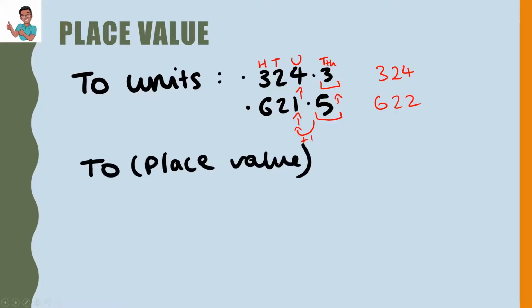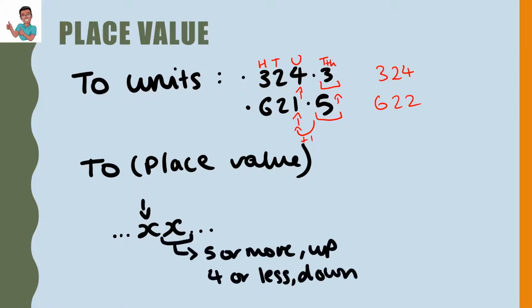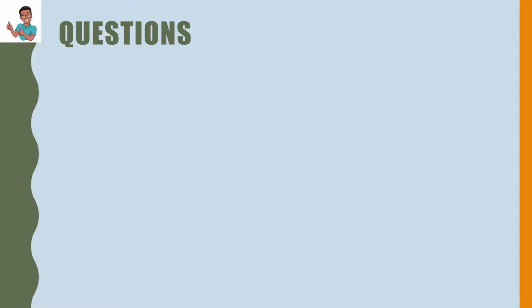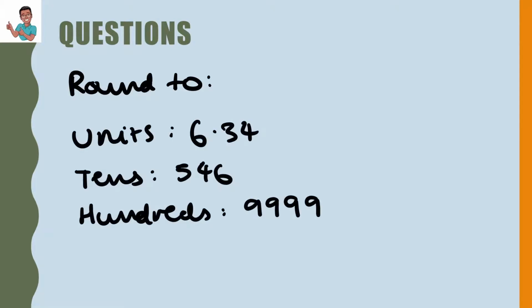So, to round to any place value, you look at the number you want to round to, you focus on the number to the right, and you see if it's 5 or more, and then you round up, or if it's 4 or less, you round down. Okay, let's have a look at some questions. Round the following to units, tens, and hundreds. Press pause and have a go. When you're ready, press play. Here are the answers.